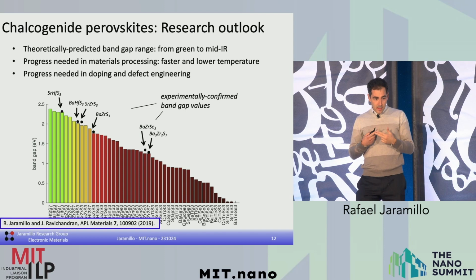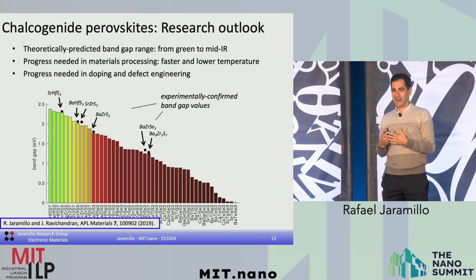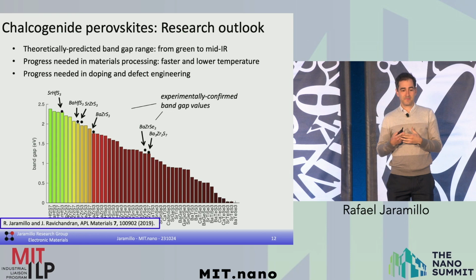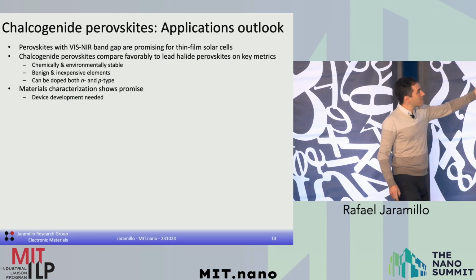We need to make these films faster and at lower temperature. And then we need a lot of progress in doping and defect engineering. Those are other things which I like to work on, so that's why I'm highlighting them, right? Understanding how defects interact, for better or for worse, with the properties. In terms of applications, coming back to PV, these are promising for solar cells because they have the right band gap and they're stable and they're earth abundant and so forth.